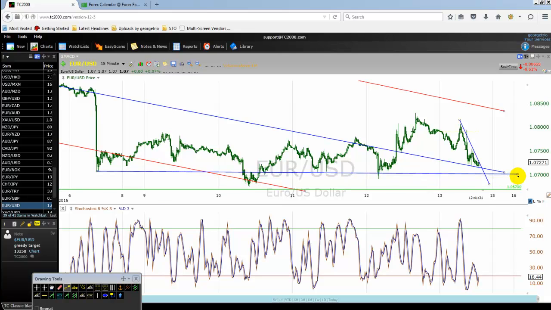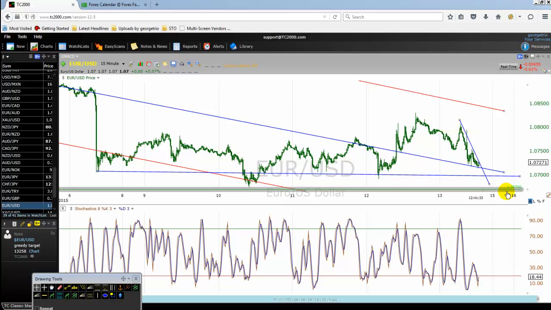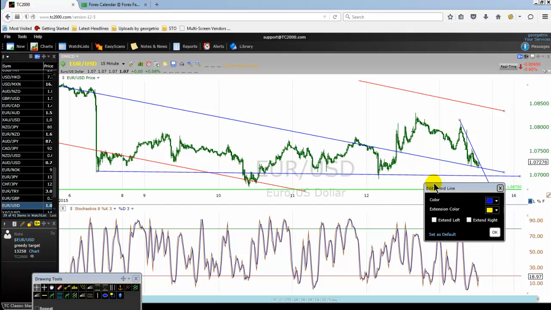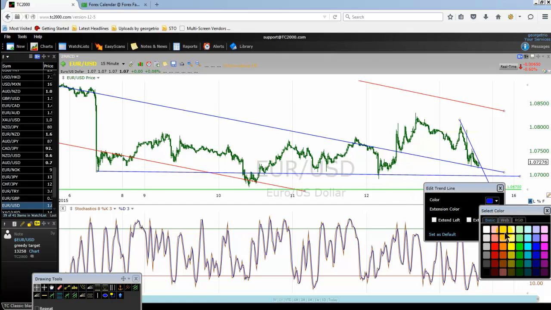So, let's draw a line here. Because our 10670 is quite down here, I want to draw another warning line for myself to control the risk. I want to enter this trade today. I don't want to wait.